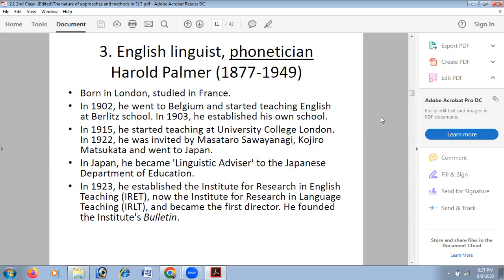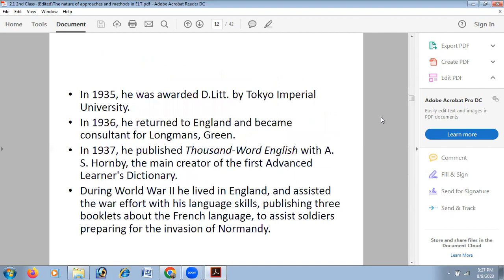That means Harold Palmer tried to put his emphasis on oral communication. Up to the 1940s, we didn't have the oral proficiency that we needed. So Harold Palmer did that. Harold Palmer also contributed, with A.S. Hornby, the book Thousand Word English. So that is their contribution.